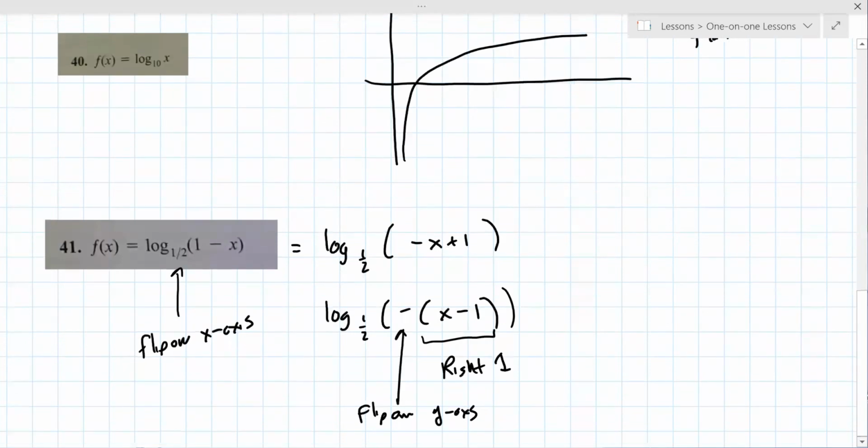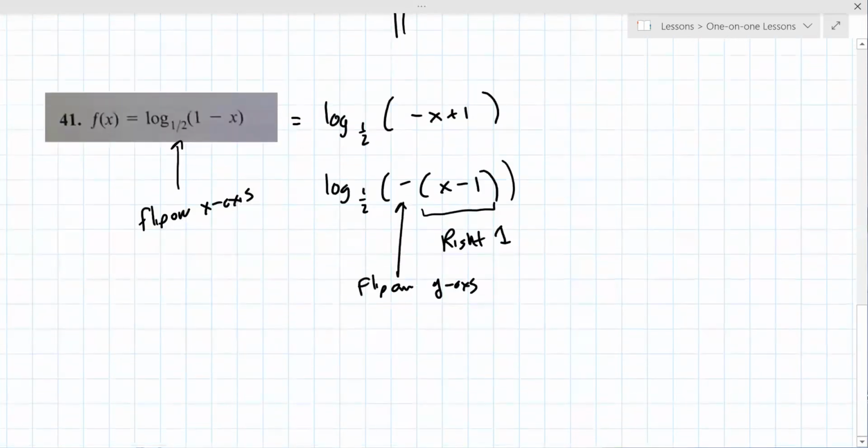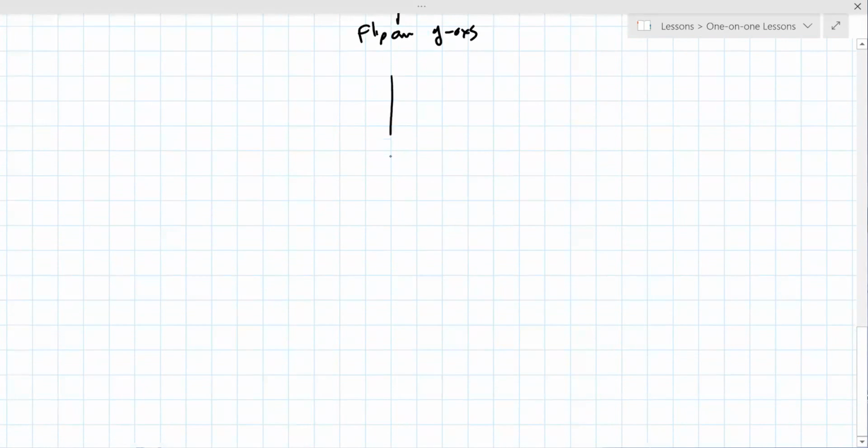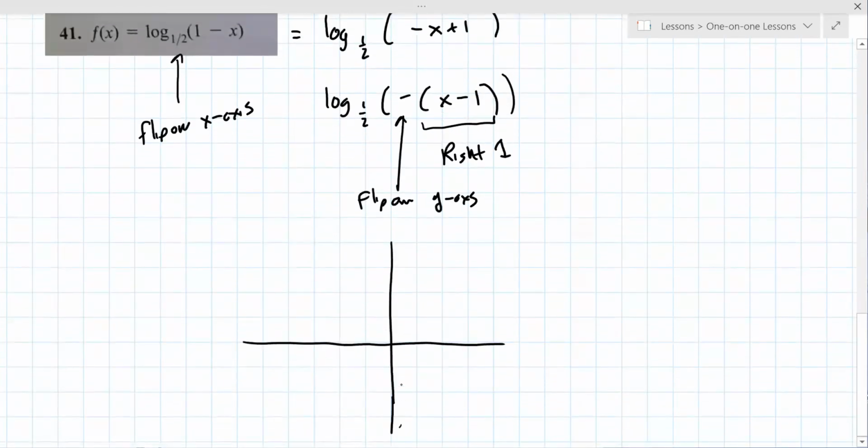So now it's like, what order do we do it in? That does matter. It's right one first, then flip over the y-axis, then the x-axis. So let me try to diagram that here. Sorry, I scrolled a little too far. So this is the original graph. Right one is like this. Over the y-axis is like this, and then over the x-axis is like this. So this is your graph.